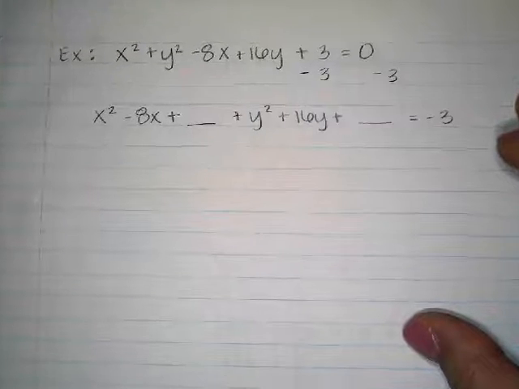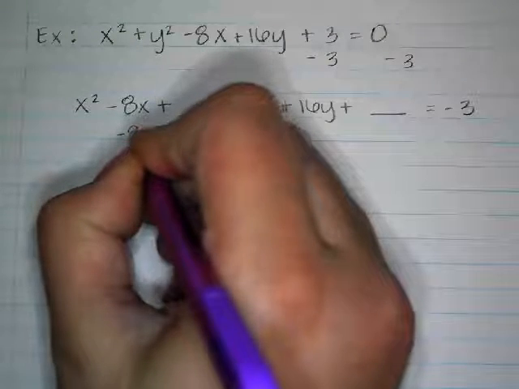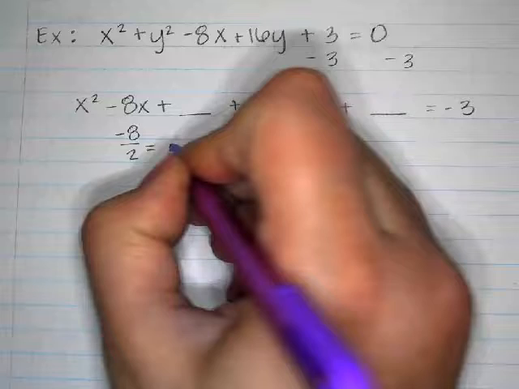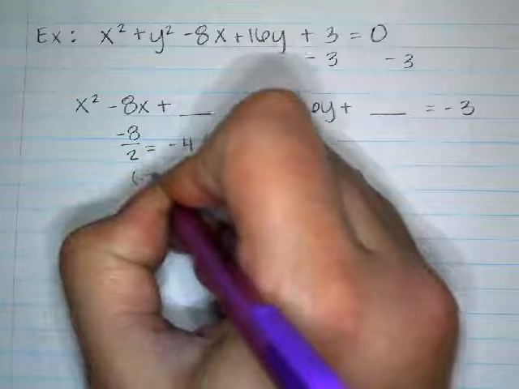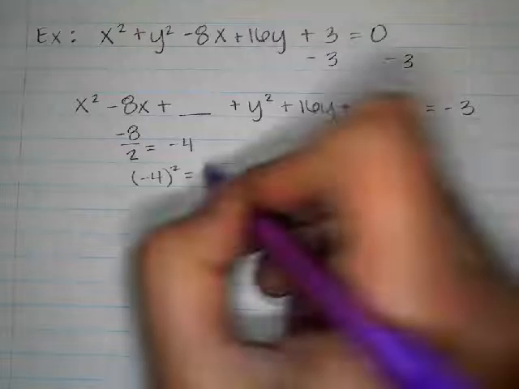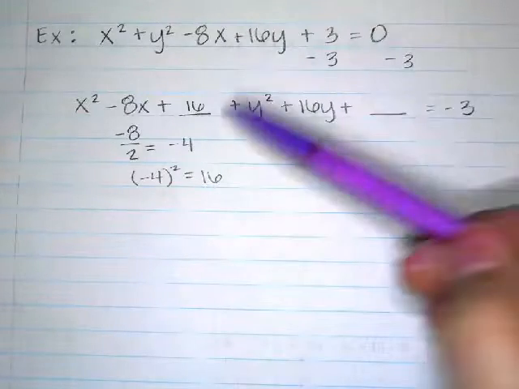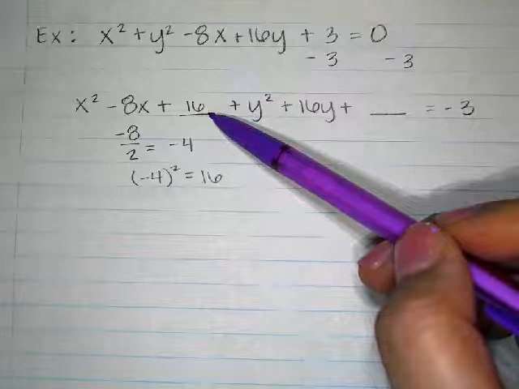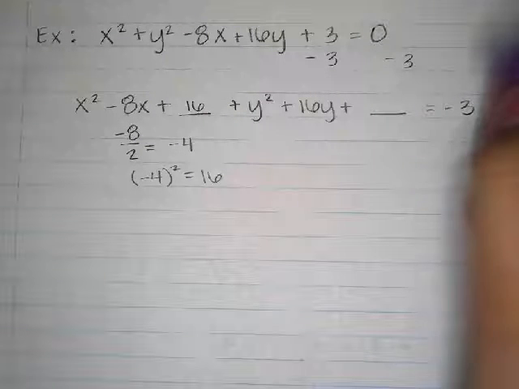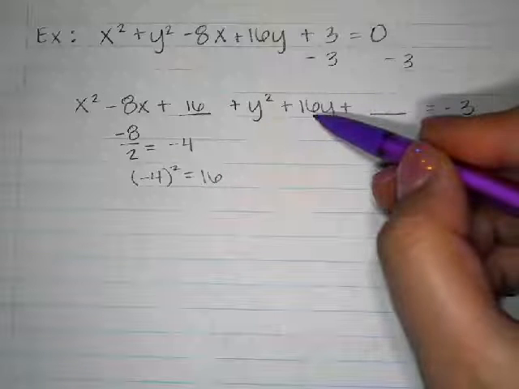Yeah, and we have to divide things by 2. So negative 8 divided by 2 is negative 4. Negative 4 squared is 16. So 16 is the number that completes the square. And if I add 16 on the left side of the equation, what should I add on the right side? 16, okay. And then I have 16.